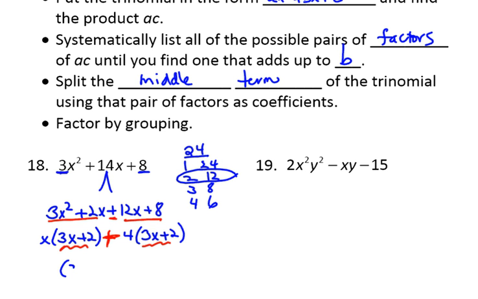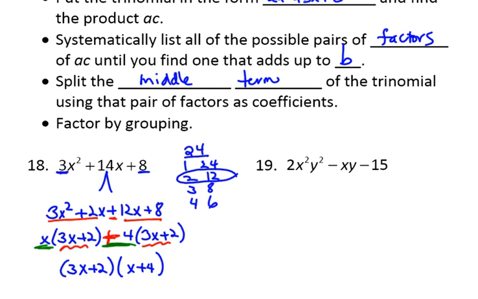But because they are, I'm going to factor them out, 3x plus 2, and I'm left with the x plus 4 inside my parentheses, so x plus 4, and that's going to be the factored form.